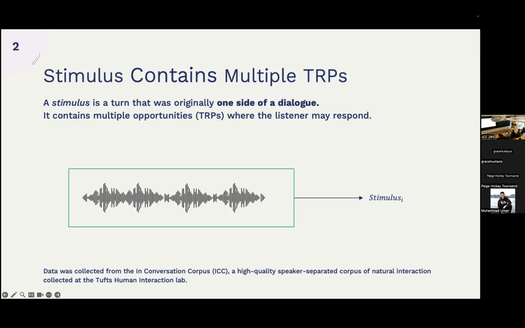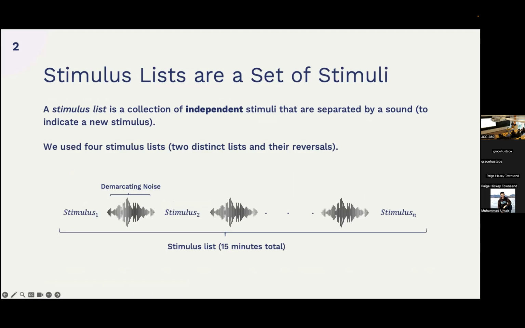So that's a single stimulus. And then what we did is we made a stimulus list, which is a number of such stimuli that are independent of each other.